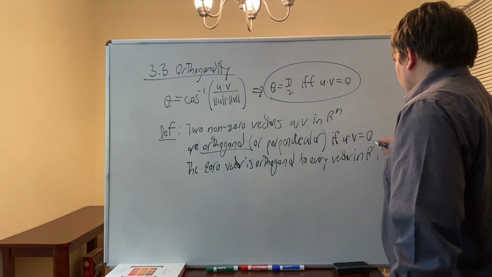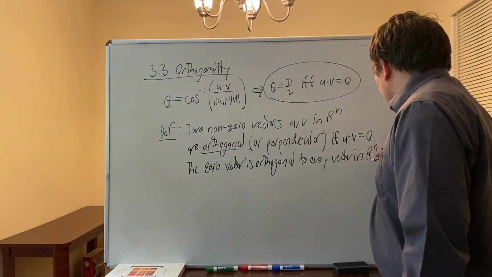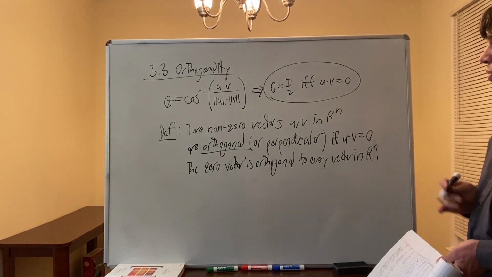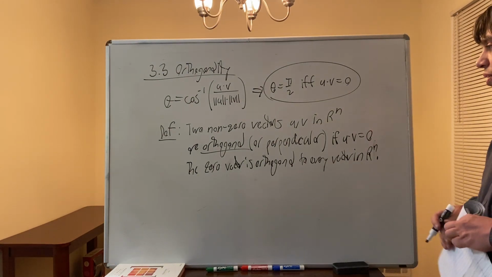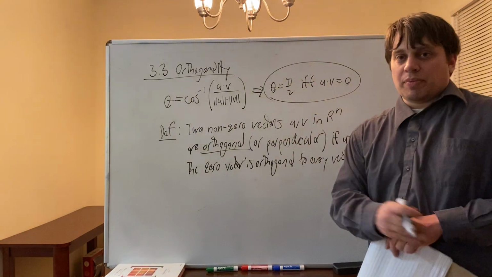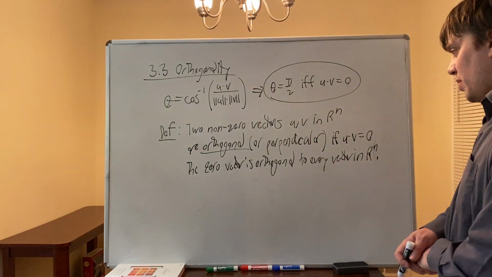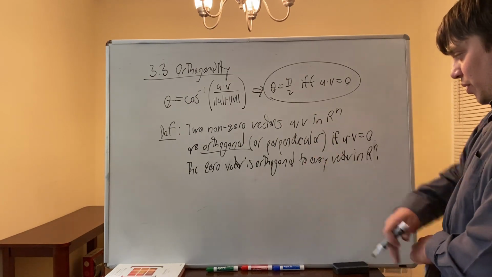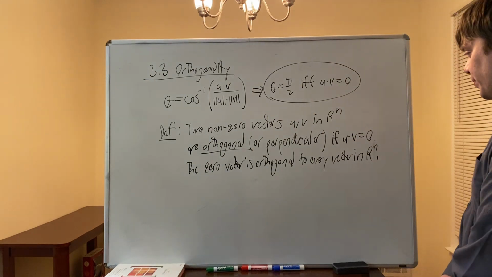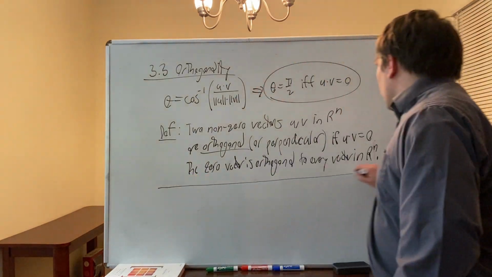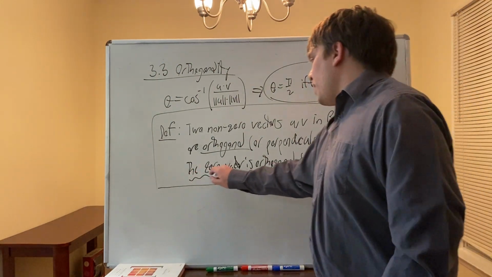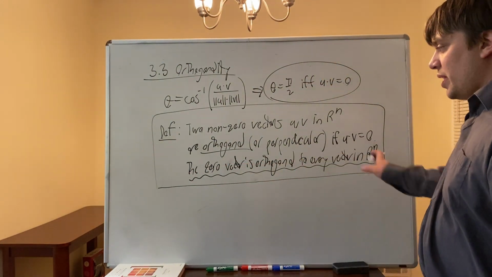Right, we're talking about vectors in n space. Two non-zero vectors u and v in n space are orthogonal or perpendicular if their dot product is 0. Saying a dot product is 0 means the angle between them is 90 degrees or pi over 2 radians, and so instead of orthogonal, we could say they're perpendicular. The 0 vector is orthogonal to every vector in n space. So here's a definition of orthogonality, and this is just an added fact. The 0 vector is orthogonal to every vector in n space.